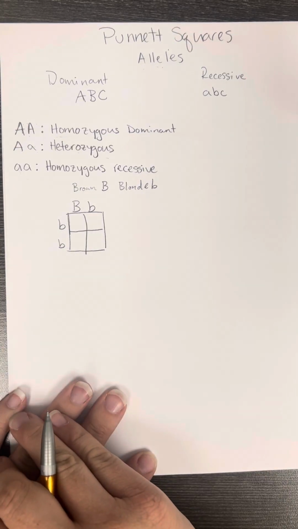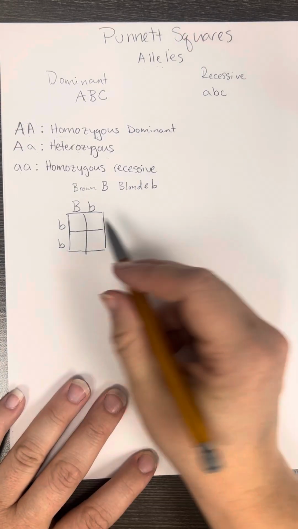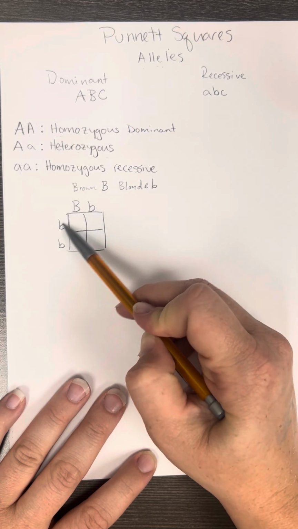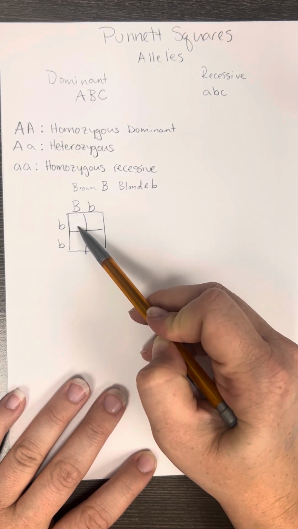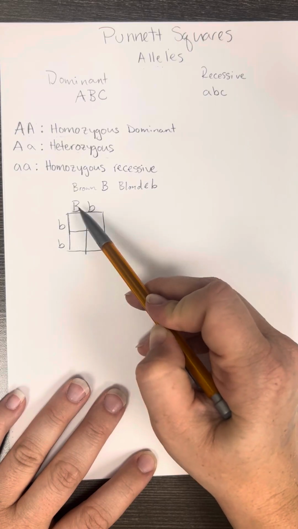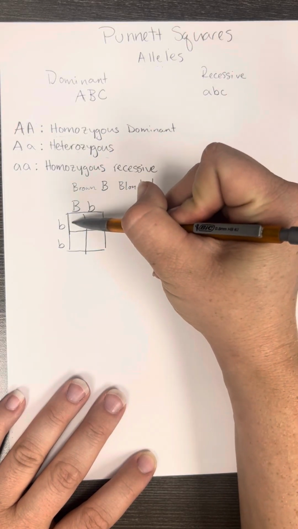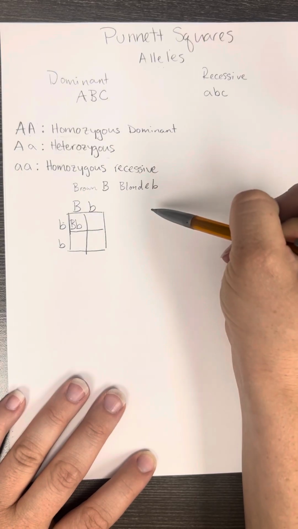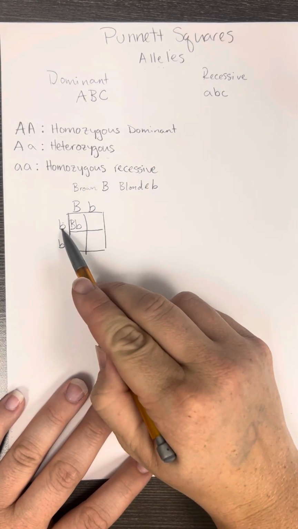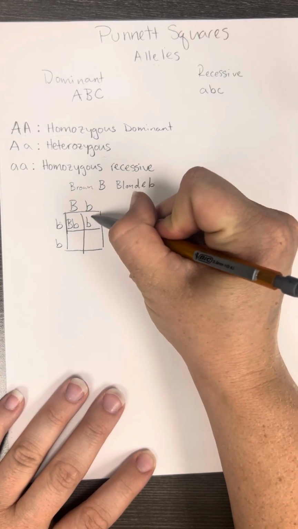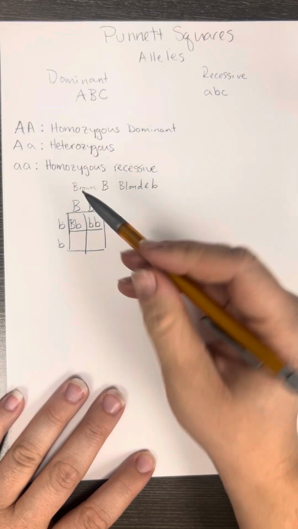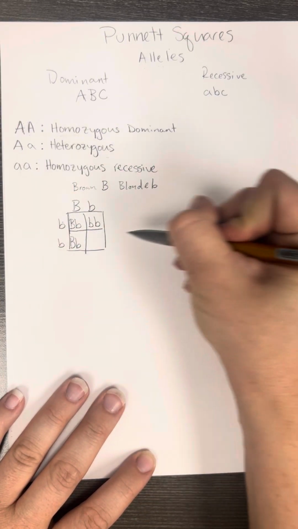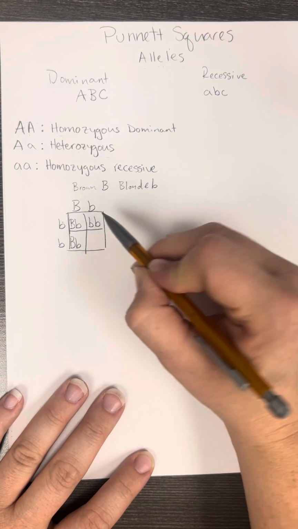First off, let's fill this out. So in this box, I'm going to put both of these together, and it's always going to be your dominant that comes first if I have a dominant, okay? So in this case, I'm going to bring that B in here, and the little b comes in as well. All right, so this one I have little b, little b. Now this one I have little b, big B. And this one I have little b, little b.